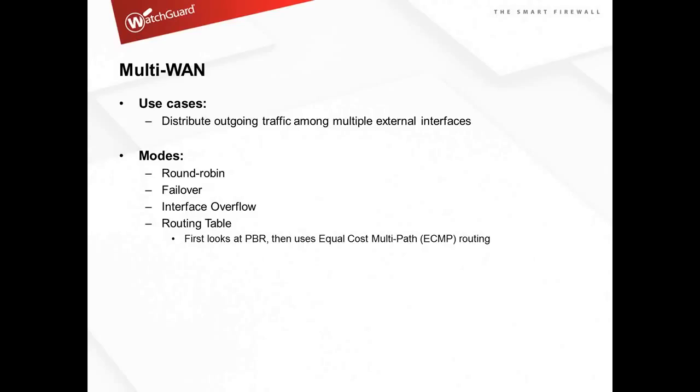So with multi-WAN, we have a few different modes. We have round robin, failover, interface overflow, and then a routing table. With the routing table, we're going to first look at policy-based routing, and then we're going to use equal cost multipath, or ECMP, routing. Now, for all of these, whether you have something configured in interface overflow mode, or maybe round robin or routing table, we're going to fail back to failover mode in the event that one of those links goes down.